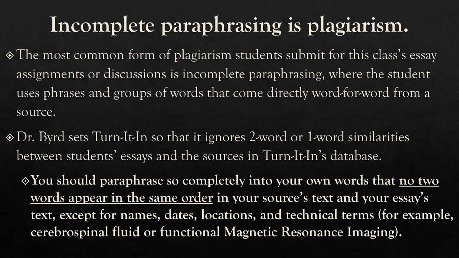I submit all your essays, discussions, and assignments to Turnitin. It just takes a second, so I don't mind. And I set it so that it will ignore 2-word and 1-word similarities between students' essays and the sources in the Turnitin database. So what does this mean? This means you should paraphrase so completely into your own words that no 2 words appear in the same order in your source's text and your own essay's text.